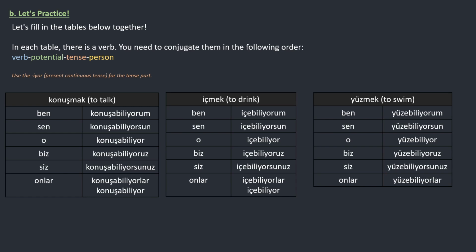If this looks scary for you, don't be scared because it's just a very consistent rule. All we are doing is using the root of the verb and then adding the -abil or -ebil parts and then the tense parts and then the person markers. So if you don't know the personal markers, you can go to the Google folder. We had a lesson on the normal tenses. So for example, let me break this down for you.